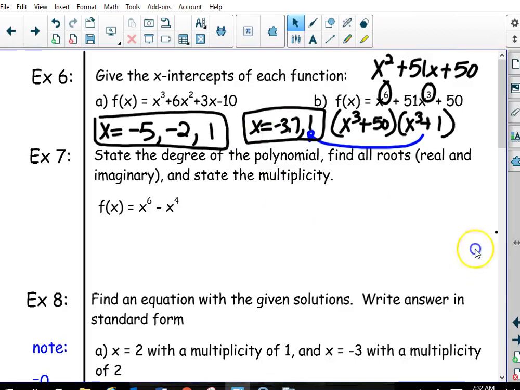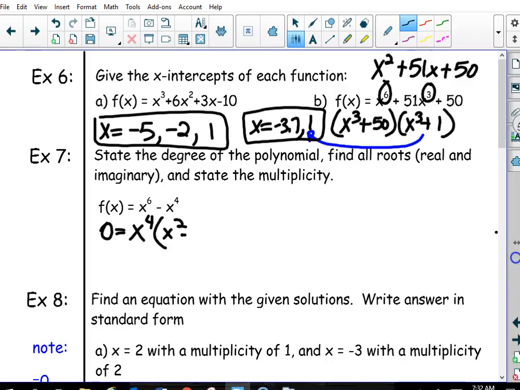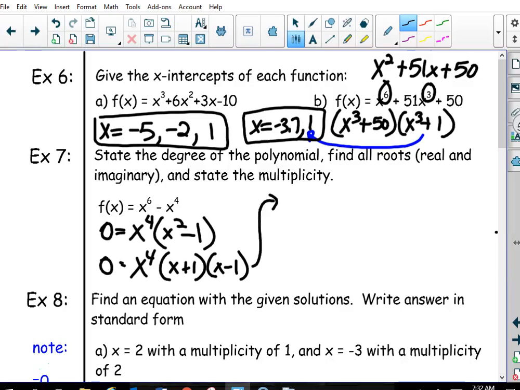State the degree of the polynomial, find all roots, real and imaginary, and state the multiplicity. So this is asking us to factor. And right away, I can factor out x to the 4th. And when I do that, I see the difference of two squares. And now they want us to talk about multiplicity, which just has to do with the exponents on your factors, or however many times they appear.